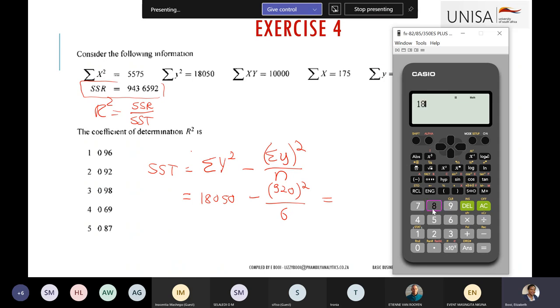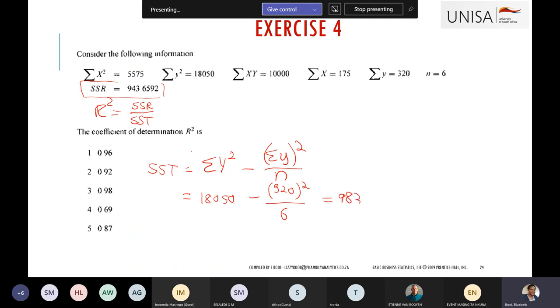So we have 18,050 minus 320 squared divided by 6. And that gives us 983.3. I'm just going to put it like that, because that refers to 983.3333, which is our SST.